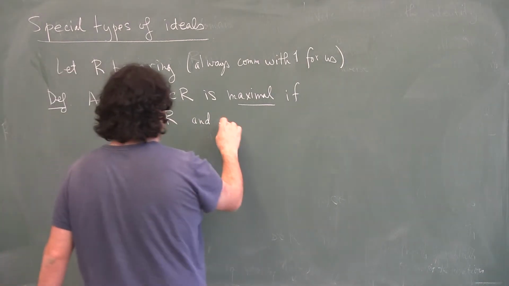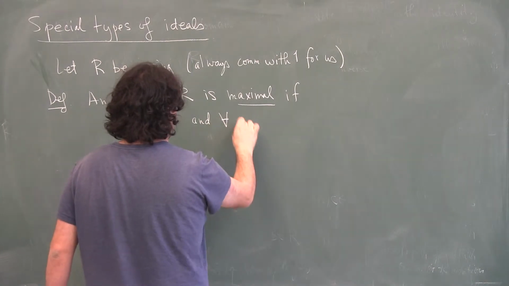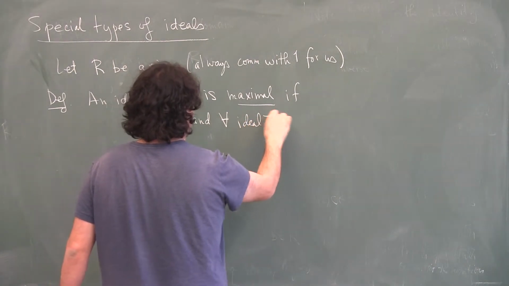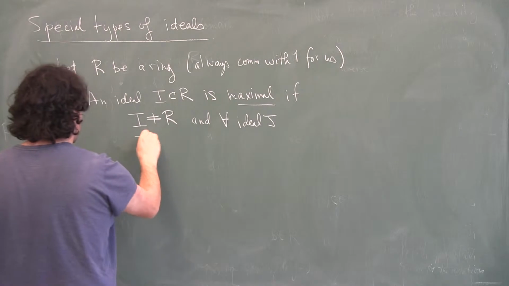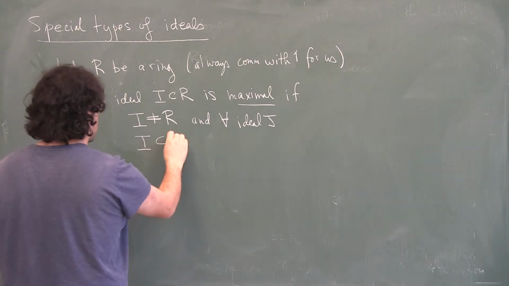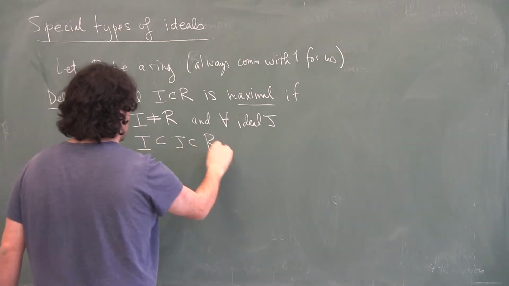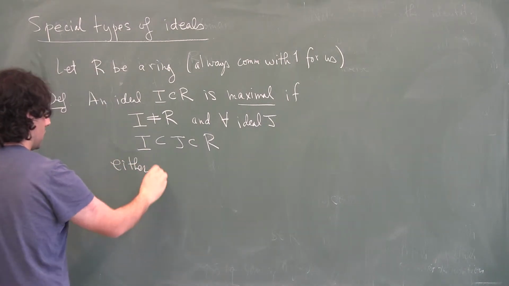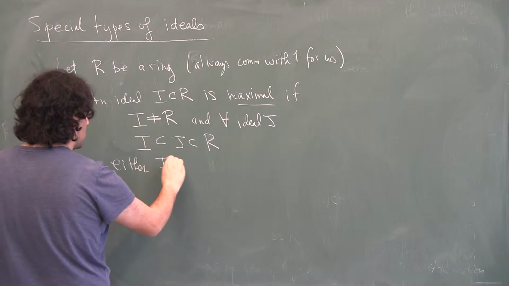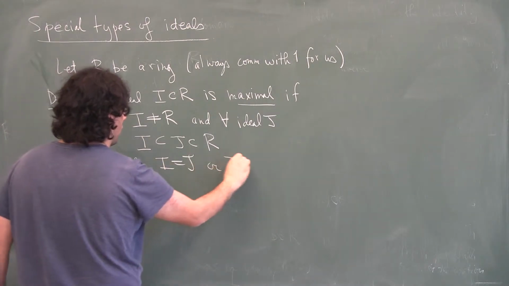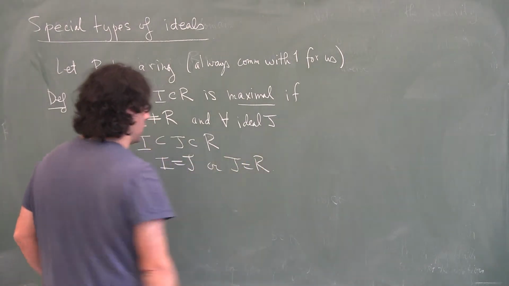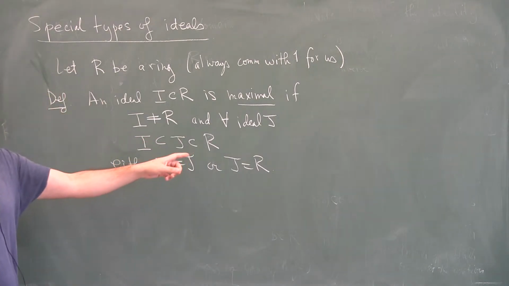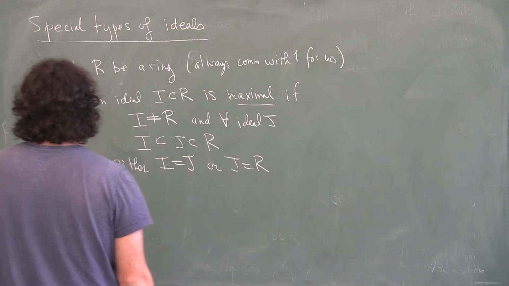So what does that mean? For every ideal J which is trying to sit in between I and R, well, it's just faking. So either I is equal to J or J is equal to R. So there's no ideals between I and R. Okay?